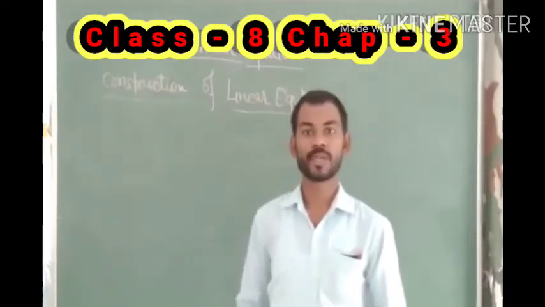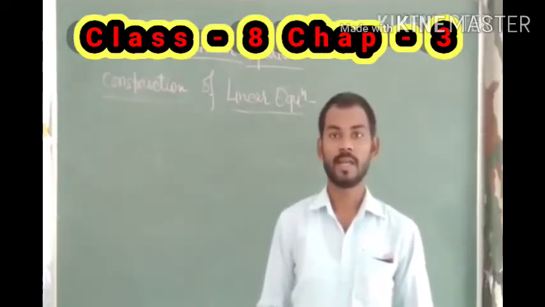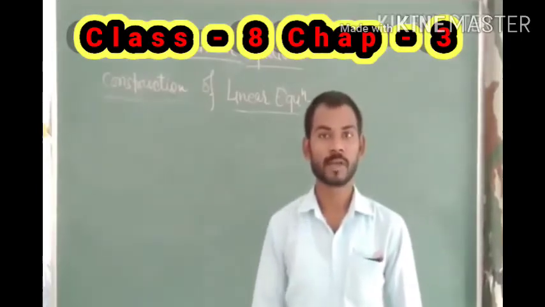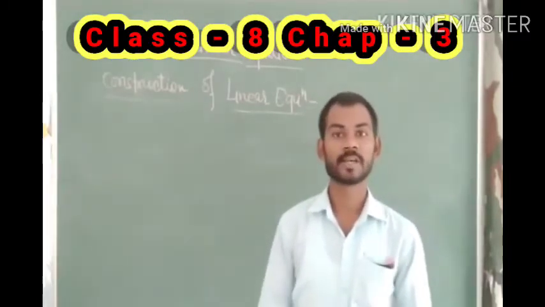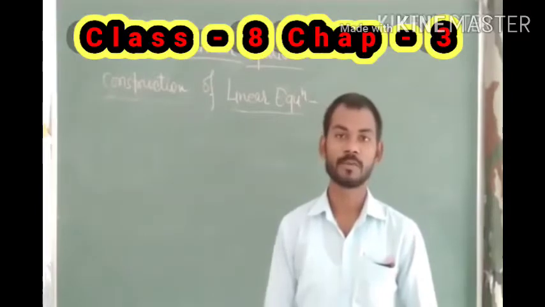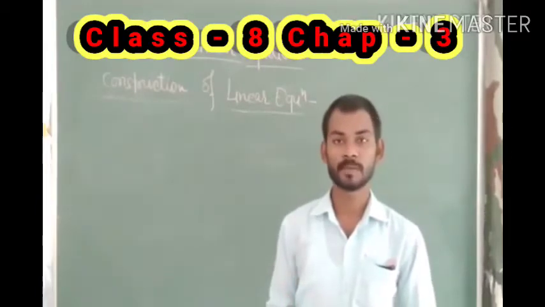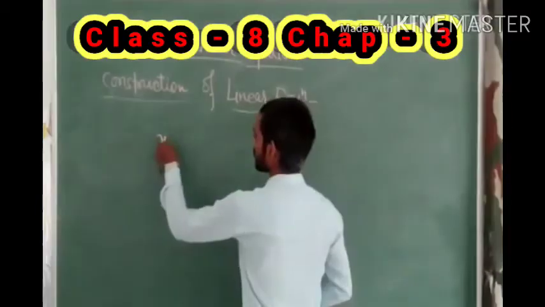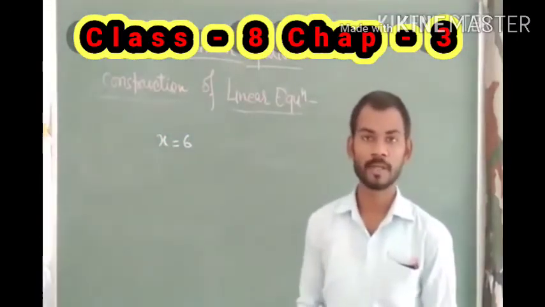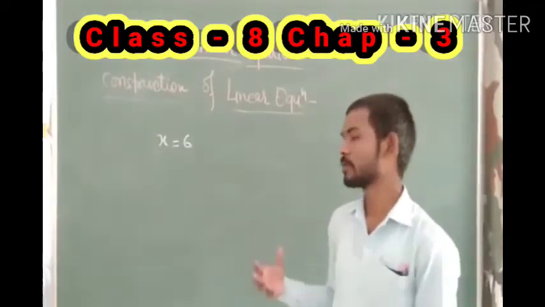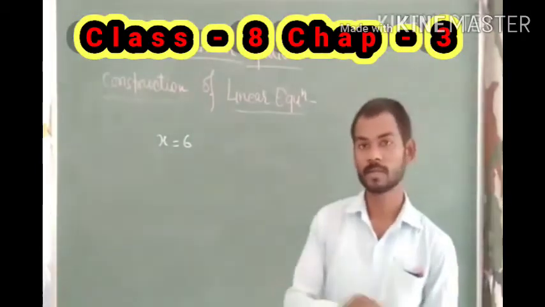In the last videos we have discussed various methods to solve linear equations in one variable, and also solved many types of questions. Now let us start the construction of a linear equation from a given value of the variable. Suppose the value of some variable is given. If I write x is equal to 6, this is the solution of a linear equation. Here we don't know that linear equation, so we have to form it.